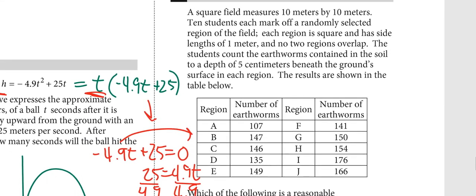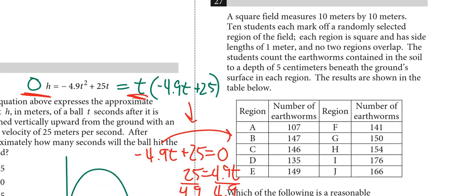A square field measures 10 by 10. 10 students each mark off a randomly selected region of the field. Each region is a square and has side length 1 meter. No 2 regions overlap. So they've got a 10 by 10 grid. How many 1 by 1 meter squares do they have in this 10 by 10?